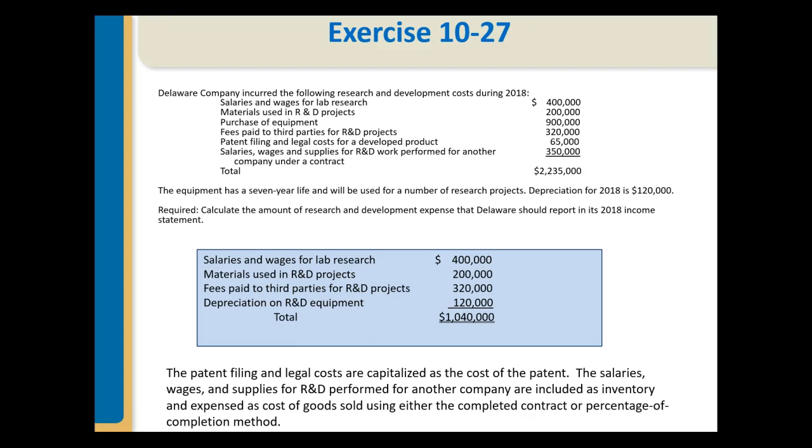Our job: calculate the amount of research and development expense that Delaware should report on its 2018 income statement. So as you see here, our lab research salaries are $400,000. The materials used in the R&D projects, $200,000. The fees paid to third parties for the R&D, $320,000, and the depreciation, and the total is $1,040,000. Patent filing and the legal costs get capitalized. The salaries, wages, and supplies for the R&D performed for another company get included as inventory, and then once the job is completed, they're expensed.